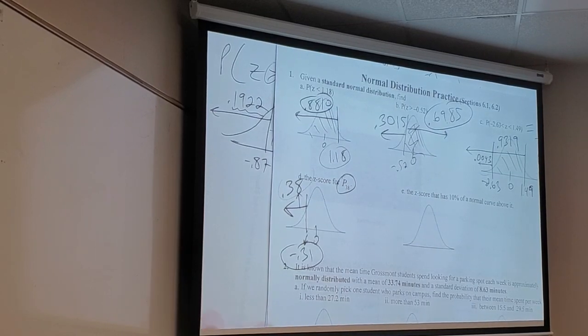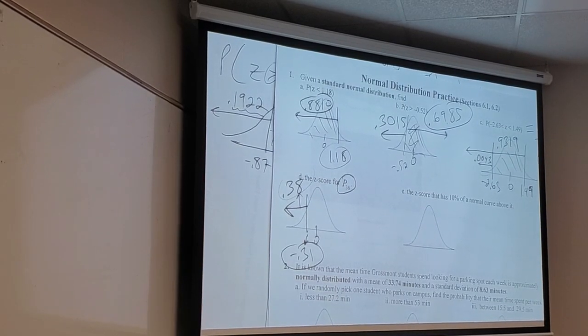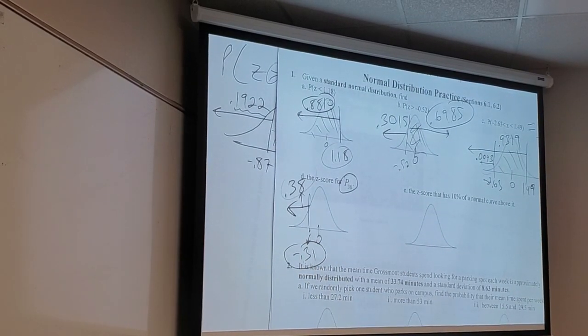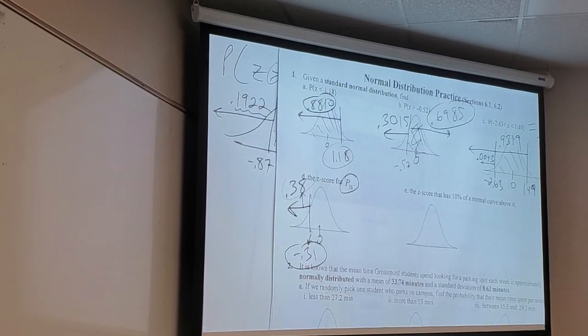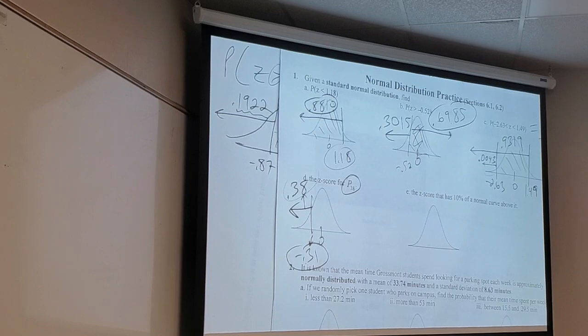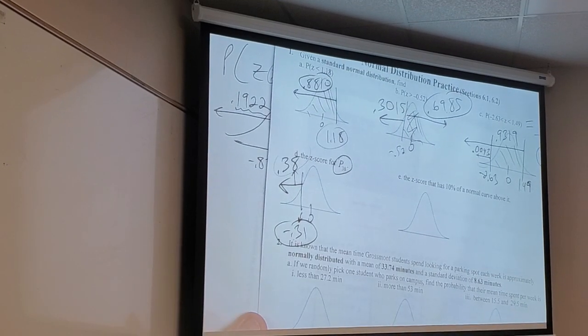So again, if I wanted to know on a normally distributed test who got the 38th percentile, I would go negative 0.31 steps. I'd go 0.31 steps down from the mean. That would be the 38th percentile. Whoever got that score scored better than 38% of the other people.